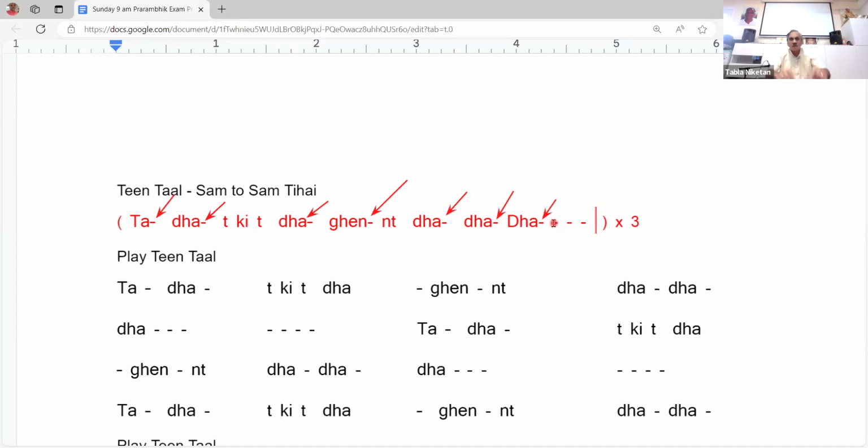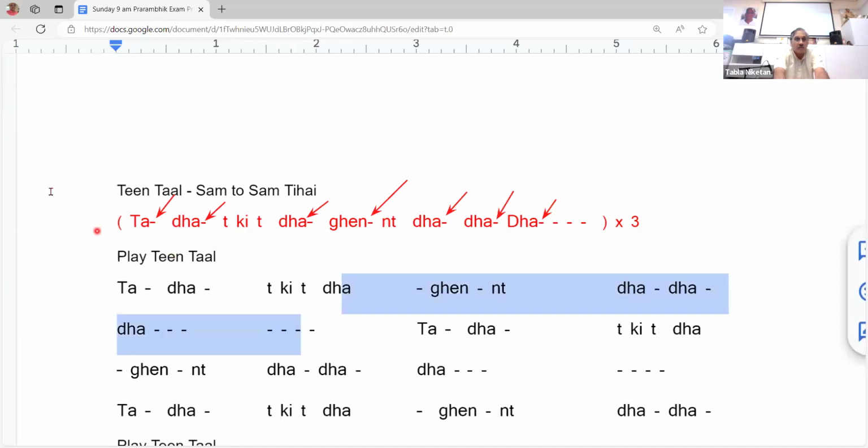Okay, so watch again from one more time. Ta a dha a ta ki ta dha a ghen ta dha a dha a dha, 1 2 3 4 5 6 7. So it's a pretty long gap, and you can see this gap here. So this is dha a and this whole gap. Sorry, my bad.